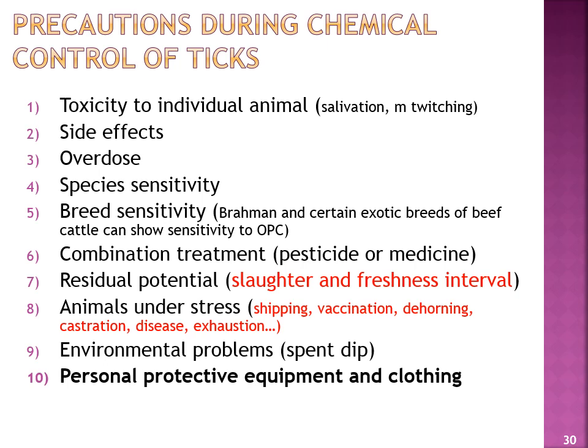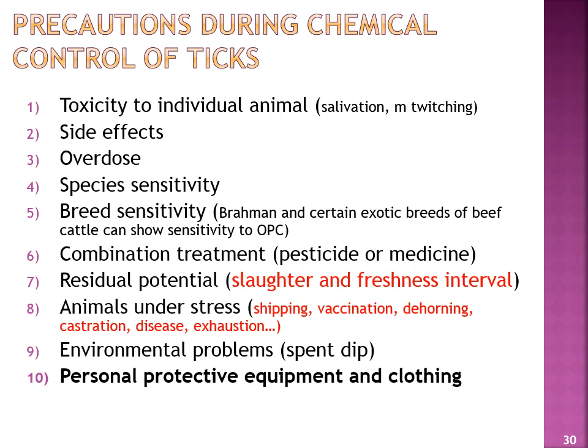What is the difference between slaughter and freshness interval? Actually, slaughter interval, if we raise an animal for meat production, we have to take care of the time from applying the insecticide on the animal body and the withdrawal period of this insecticide from the body. So we are not allowed to slaughter the animal until this period has already withdrawn.